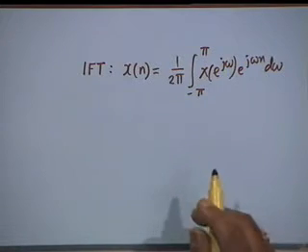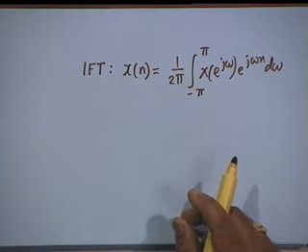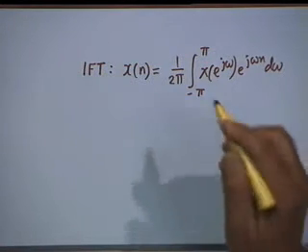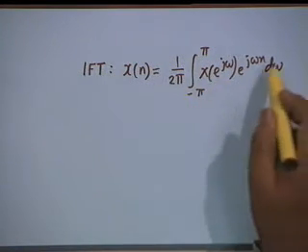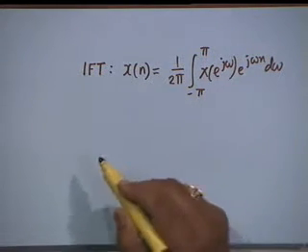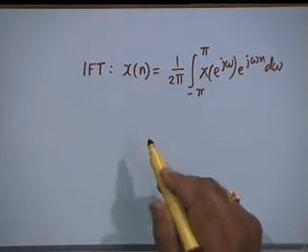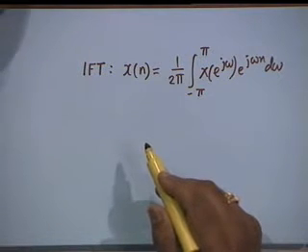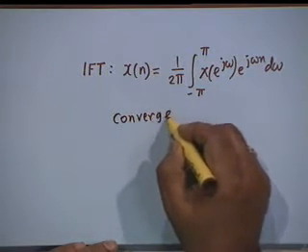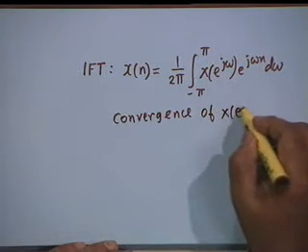And we also emphasized the fact that both Fourier transform and inverse Fourier transform are not matters of definition. One follows from the other. That is, given this integral, we can find out what is capital X of e to the j omega, or given capital X of e to the j omega, we can find this out. One follows from the other. Now the question of convergence. Convergence of the summation capital X of e to the j omega.